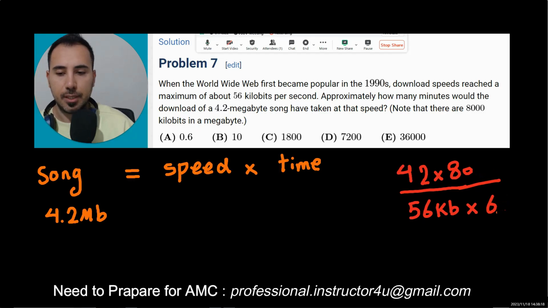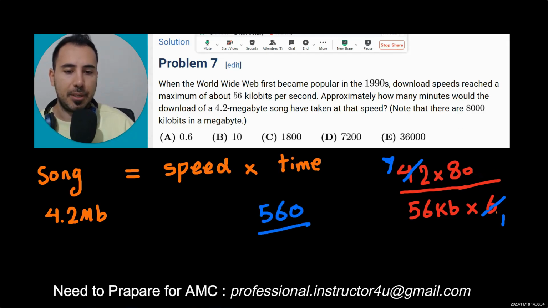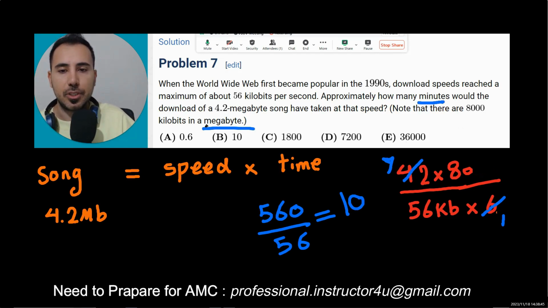Now let's divide this by 6, which becomes 1. 42 divided by 6 is 7. Now, if we multiply these two numbers, 7 times 80 is 560, divided by 56. You'll see that we'll just get 10, and it's going to be minutes. The question asked for us in minutes. So the answer is B.